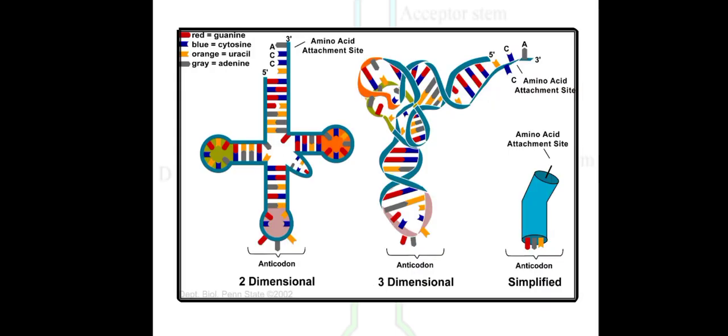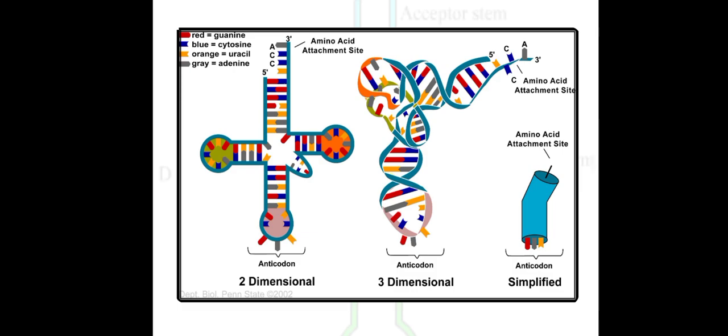Here within this figure you can observe the 2-dimensional, 3-dimensional and the simplified structure of the tRNA molecule. That is, this 2-dimensional one is the secondary structure, which contains the T psi C loop, then the amino acid acceptor site, that is the acceptor stem, then opposite to that the anticodon loop is present, and in between these two loops the variable loop is present.